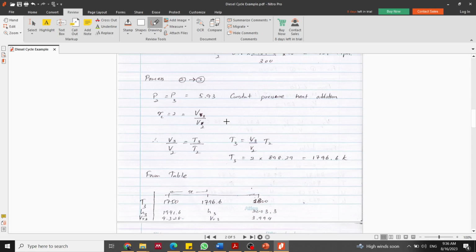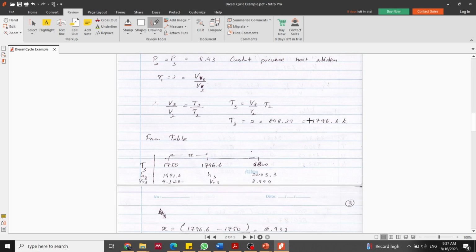Since it is a constant pressure process, P3 should be equal to P2, therefore P3 equals P2 equals 5.39, and we also know that V3 divided by V2 equals 2. The same way we can apply the ideal gas equation, and V3 divided by V2 equals T3 divided by T2. With that we can find the T3 value, since all the others are known: V3 divided by V2, RC. So T3 equals 1796.6 Kelvin.